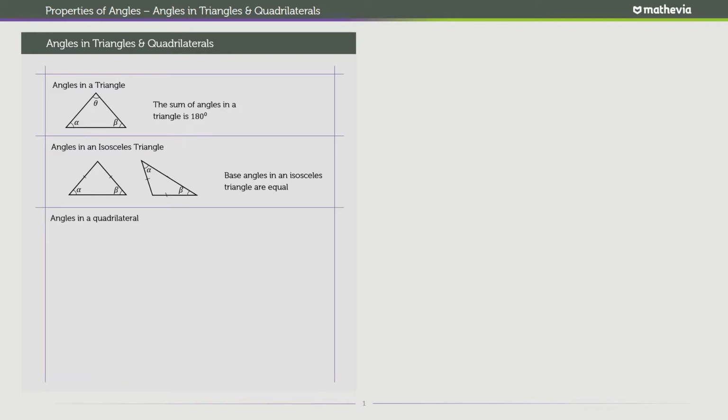Now let's talk about angles in a quadrilateral. Okay, so a quadrilateral is a shape with four sides: a rectangle, a square, a parallelogram, a rhombus, a kite. Those are quadrilaterals. And for a quadrilateral, we have four angles, and the sum of these four angles equals 360 degrees.